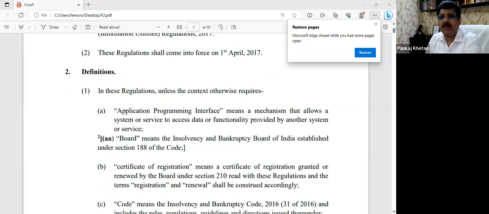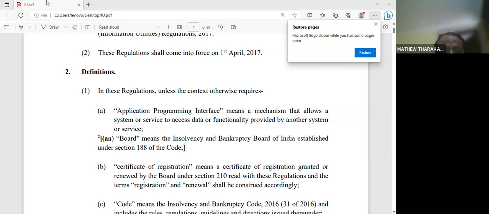I request all the fellow IPs to kindly mention, regulation-wise, as we are going through. It's our fortune that Mr. MD of NESL is with us. So we can discuss our suggestions which we want to give to IBBI for the amendments in the IU regulations. It's the definition part. Would we require any changes in the definition part?